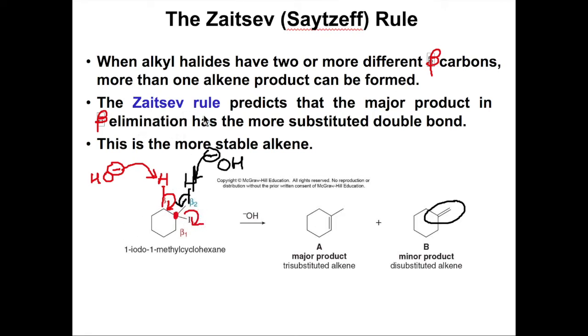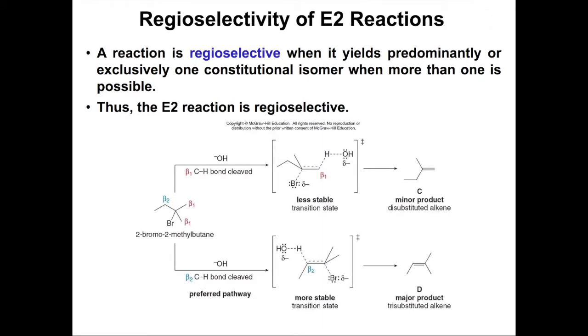And what the Zaitsev rule says is that the major product, the more stable one, is the one that is going to be favored. So here we have another example, and in this slide, what I'm showing you is that we can say that a reaction is regioselective when it favors only one of the products. So it yields, that's what it means by yielding predominantly. So this is what it means by we majorly get one of the products.